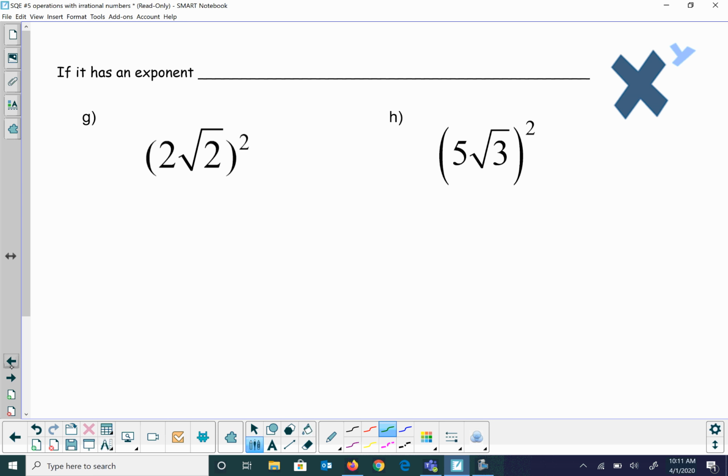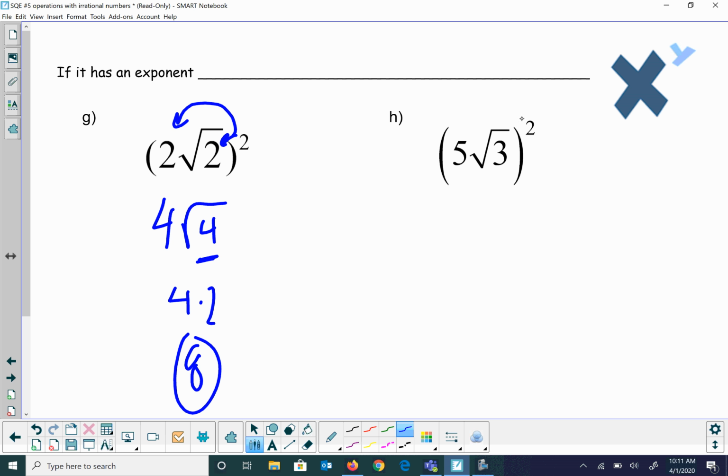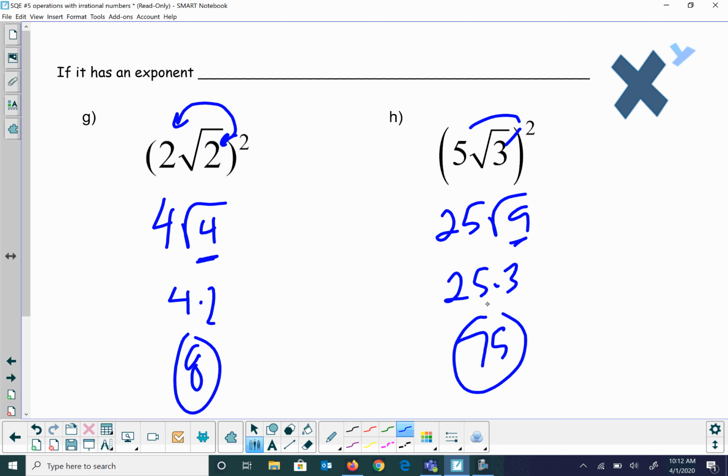All right, in this next page, let's see. Again, I'm going to distribute that here and here. So I get 4, and then I get square root 4. And I know square root of 4 is 2, so I would just get 8 for an answer. Bring that here and here, so I get 25 root 9, because 3 times 3 is 9. Square root of 9 is 3, so I get 25 times 3, which is 75.